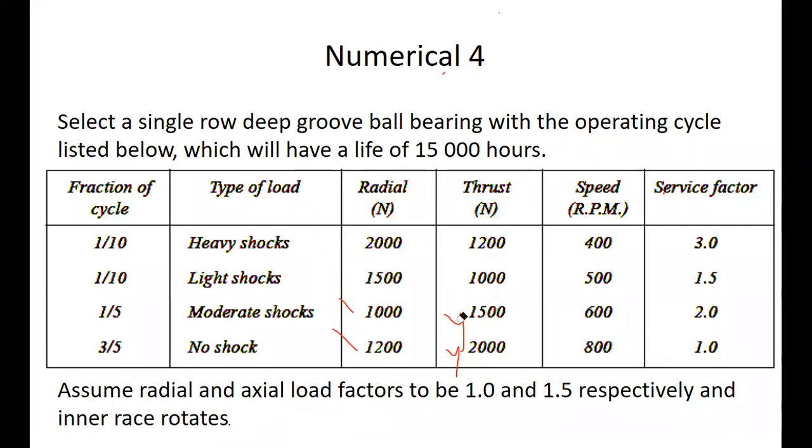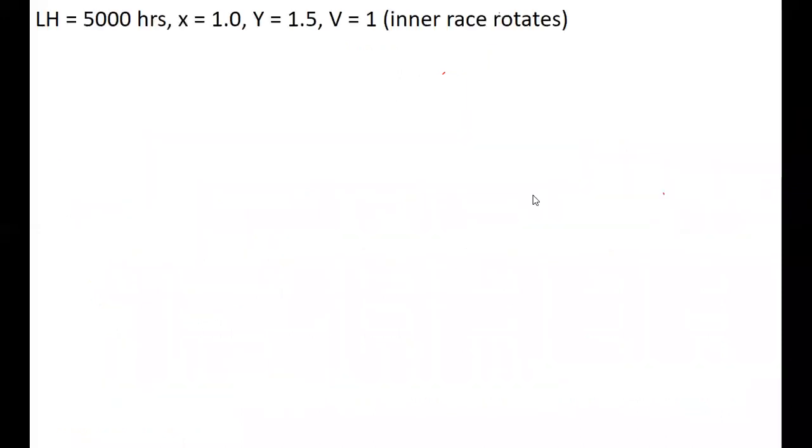They have not told us to just find out the dynamic load capacity, but they are also telling us to select it from the manufacturer's catalog. Now, LH is 5000 hours, life in hours is given. X is our radial load factor, Y is our axial load factor, and inner race rotates, so capital V is 1.